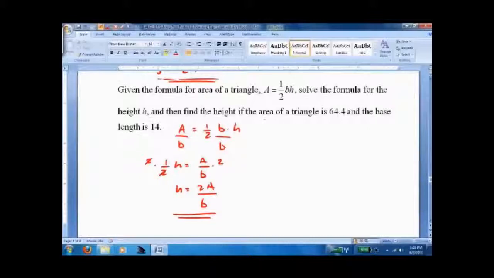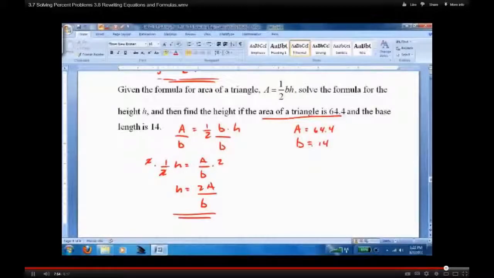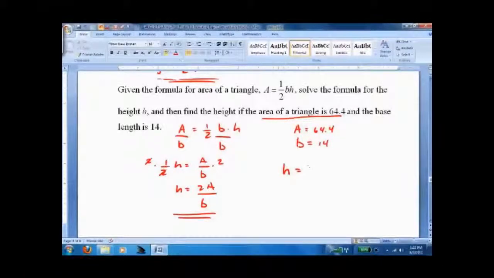So, area of the triangle is 64.4. Don't like the way I'm writing things. And the base length, otherwise known as b, equals 14. We don't have any units here, so we can just bang them through. What's the height going to be? Well, just put it in. 2 times 64.4 over 14 equals 9.2. That's it. Practice, practice. Good luck.